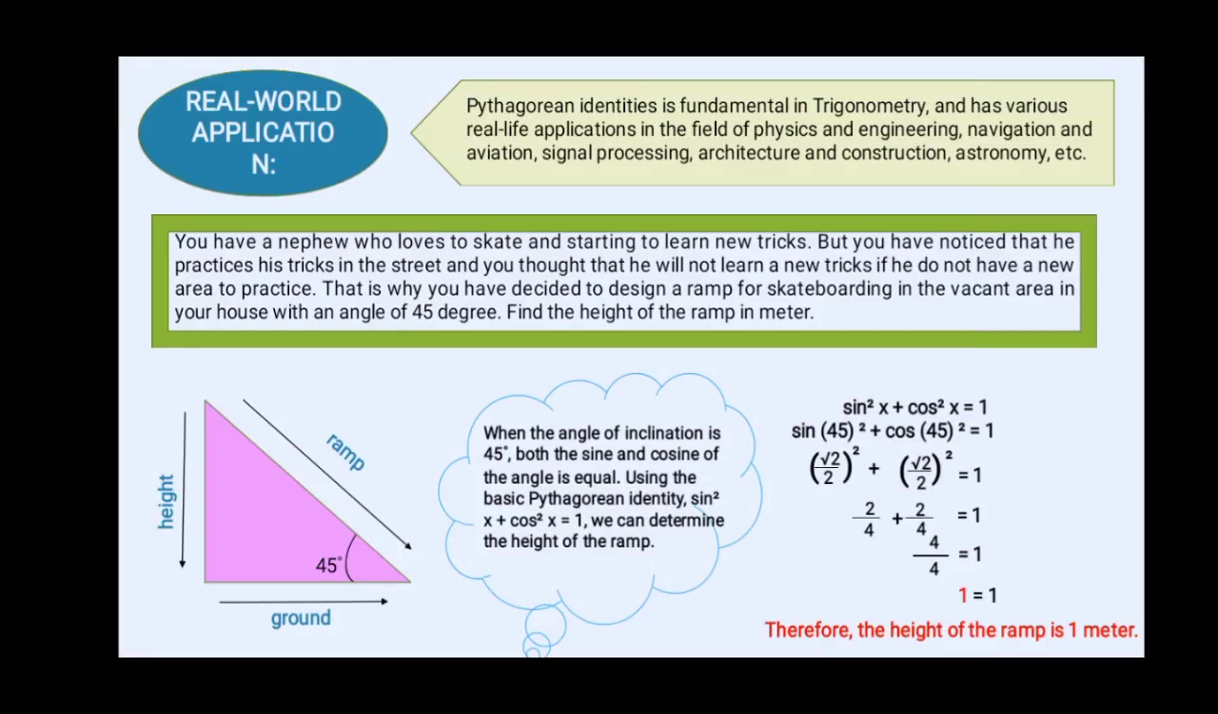Now, let's apply the Pythagorean identities in the real world. The Pythagorean identities are fundamental in trigonometry and have various real-life applications in the fields of physics and engineering, navigation, signal processing, architecture and construction, astronomy, and others. So we're going to apply the Pythagorean identity in a real-world problem.